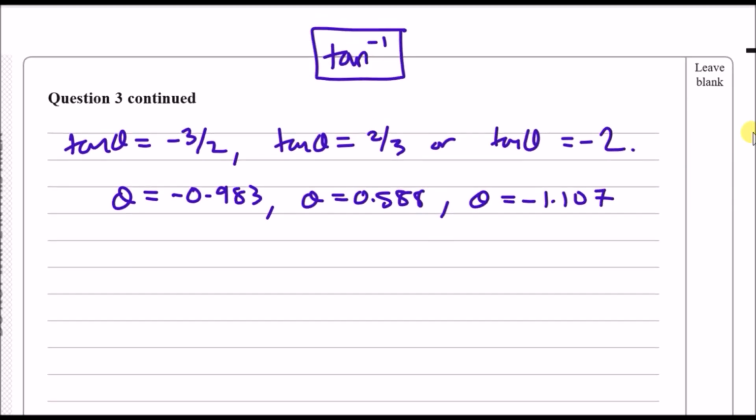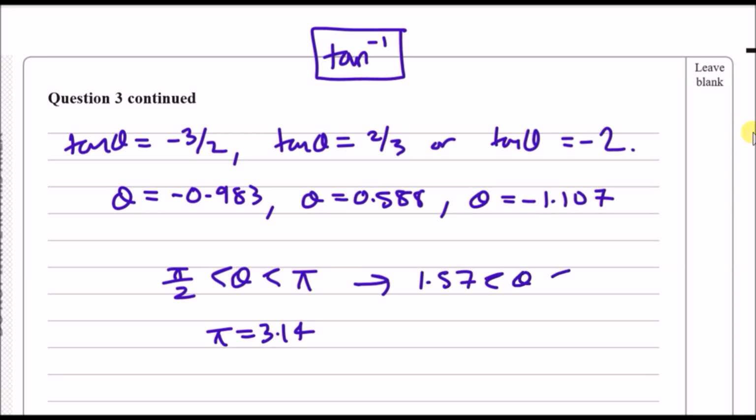Now, if you remember in the question, it said that the values of theta are only allowed between pi over 2 and pi. Now, if you don't like how this looks, you can replace pi with 3.14. Pi over 2 is actually 1.57, and pi, of course, is 3.14. So they want answers between this range. And as you can see, we ain't got a single one.